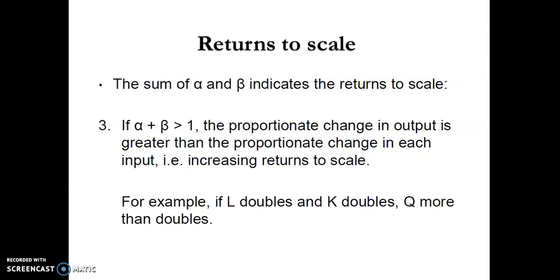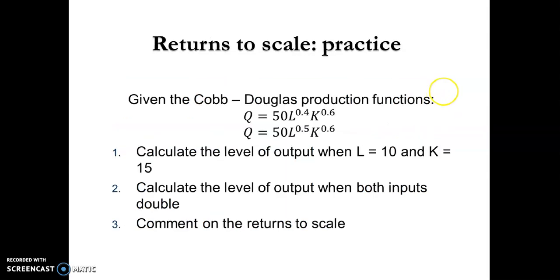Lastly, we have increasing returns to scale. So here you can see the sum of alpha and beta is greater than 1. So the proportionate change in output is greater than the proportionate change in the input. And that's going to tell you you have increasing returns to scale. So remember, if you were to double labor and capital, if output more than doubles, you're dealing with increasing returns to scale. So let's look at an example.